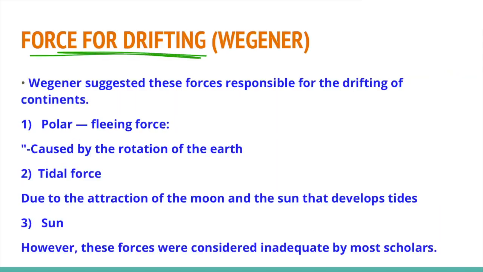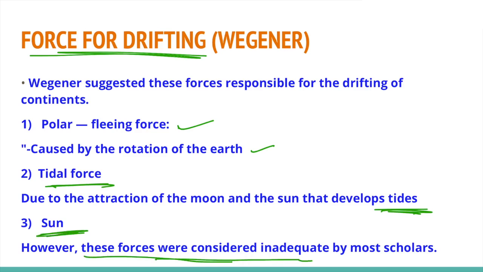Forces for drifting. Wegener suggested that the drifting of the continents was caused by the pole fleeing force and tidal force. The pole fleeing force is caused by the rotation of the earth. The second force suggested by Wegener was tidal force, which is due to the attraction of the moon and sun that develops the tides. These forces were considered inadequate by most scholars.